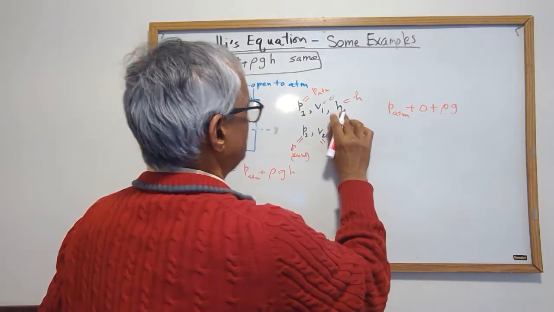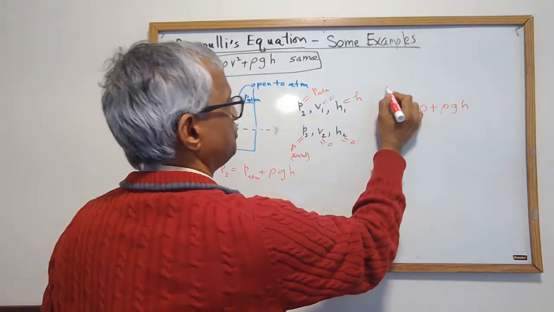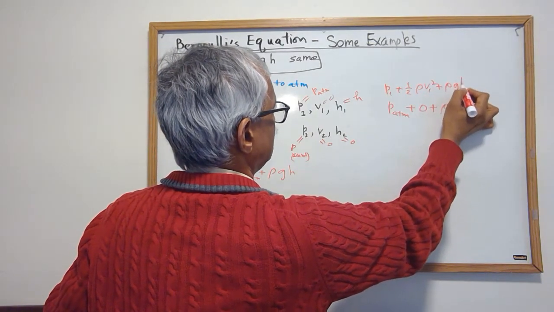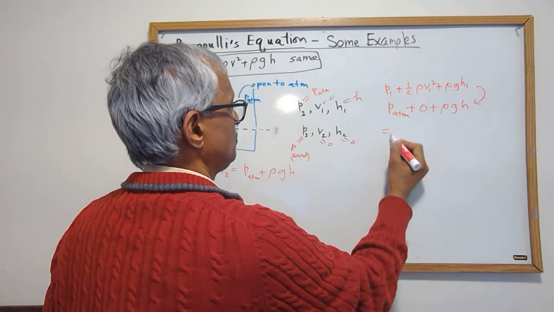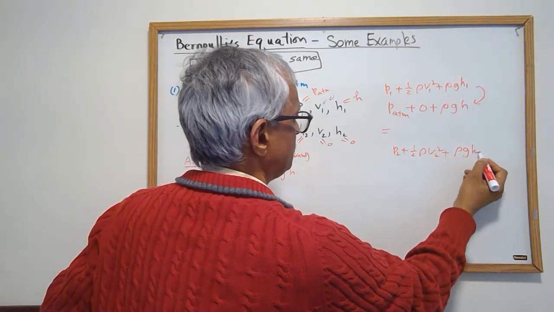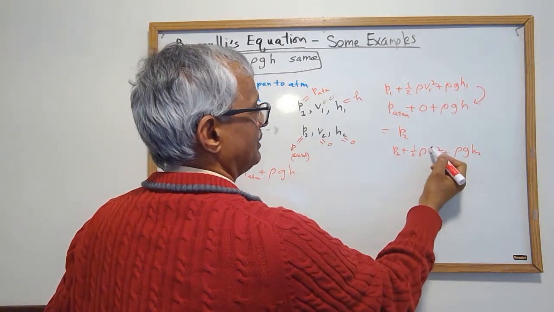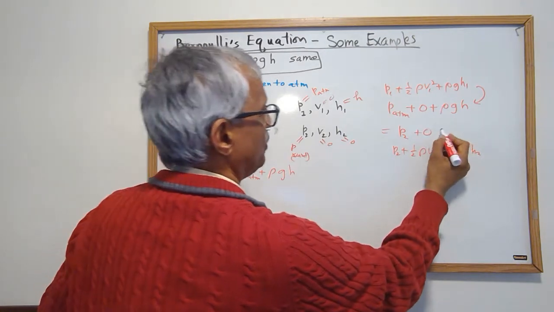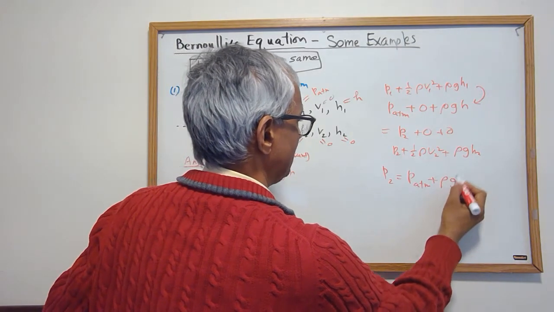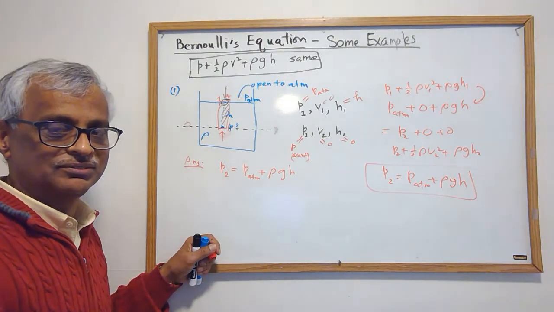So this is P1 plus half rho V1 squared plus rho g H1 on this side. That's equal to P2 plus half rho V2 squared plus rho g H2. So P2 is the pressure I want. That's P2, and this is 0, and this is also 0. So P2 is P atmosphere plus rho g h. That's using Bernoulli, so exactly the same as what we had last time we studied.